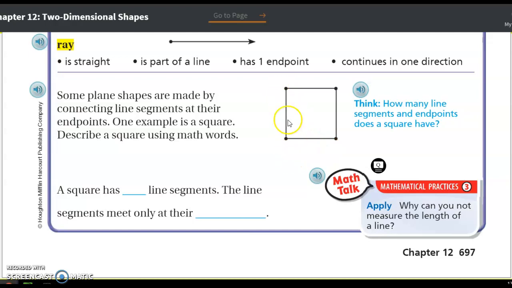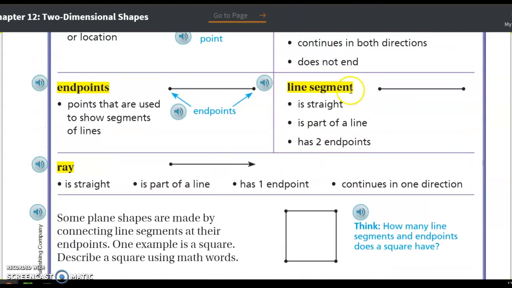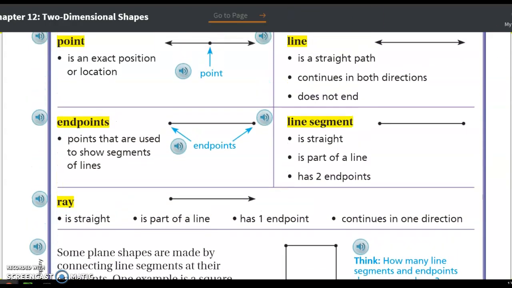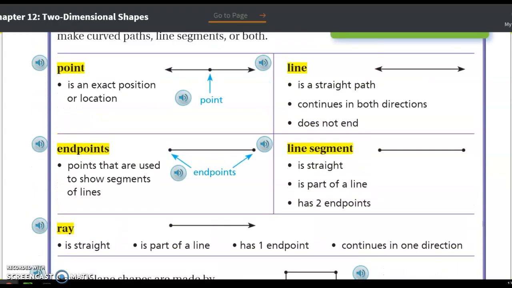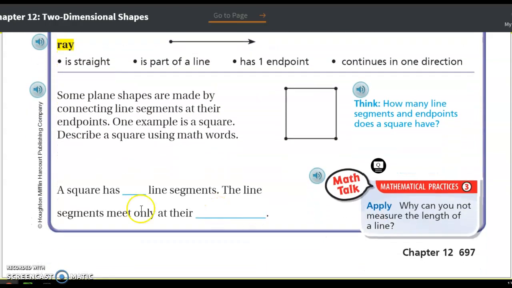So take a moment and look up here at our vocabulary words and describe a square using some of these math words. So go ahead and pause it and complete this. A square has blank line segments, and the line segments meet only at their blank. If you answered it correctly, you would have figured out that a square has 4 line segments.